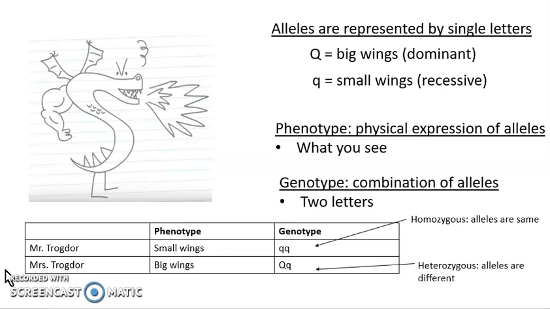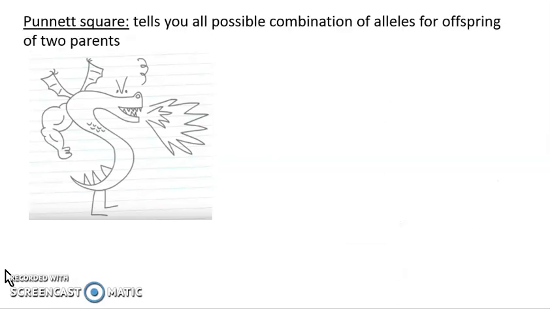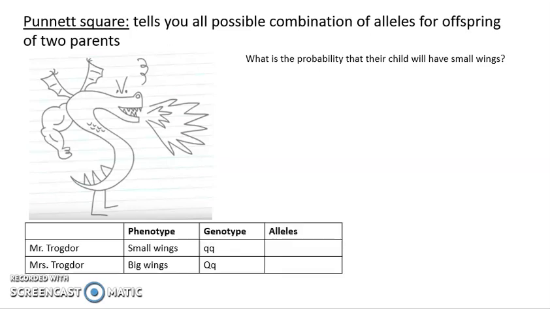This kind of genotype is called heterozygous. Heterozygous means the alleles are different. One of them is dominant and one of them is recessive. So what we want to know is what's the probability that baby Trogdor is going to have small wings? A Punnett square is what we use. It tells you all the possible combinations of alleles for the offspring of 2 parents. The question we're answering is the probability that their child will have small wings.